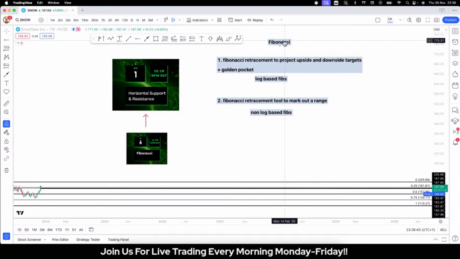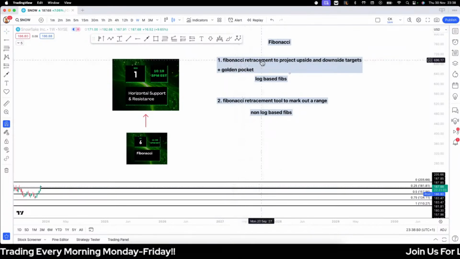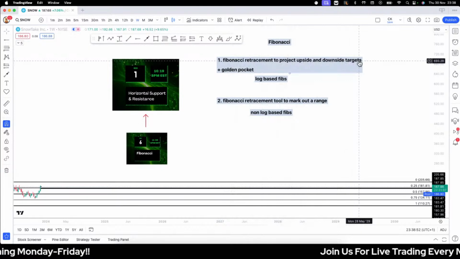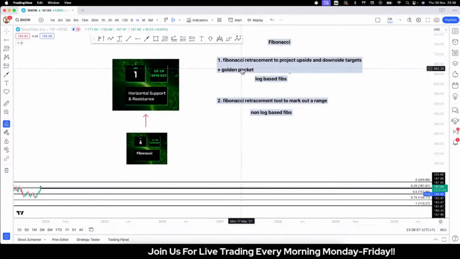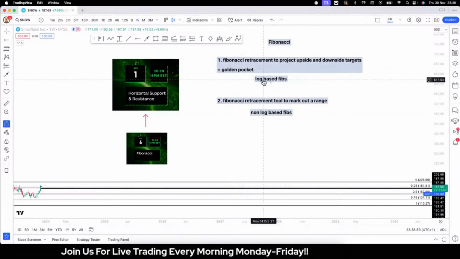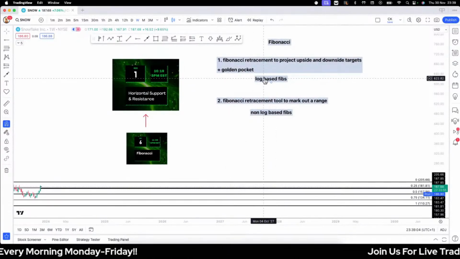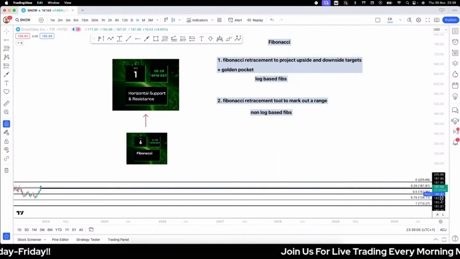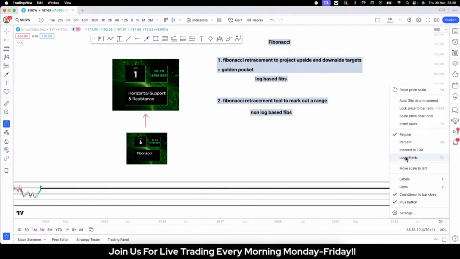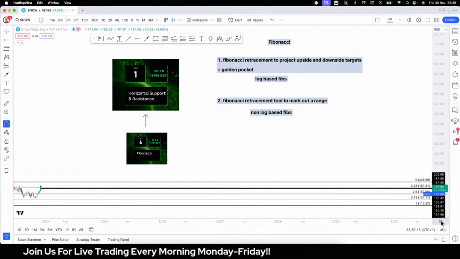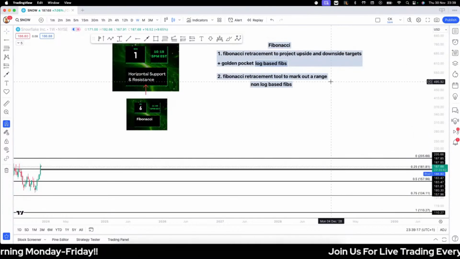So I would say we can start off with the first variant here: Fibonacci retracement to project upside and downside targets, also giving us a golden pocket, and I'll explain what that is as we go along. That is going to be with log-based FIBs. Now, if we're going to be using logarithmic-based FIBs, you want to be sure that your chart is on a logarithmic setting. On TradingView, if you go here on the bottom right, you click on this little logarithmic option.